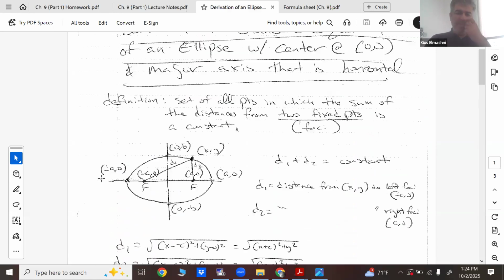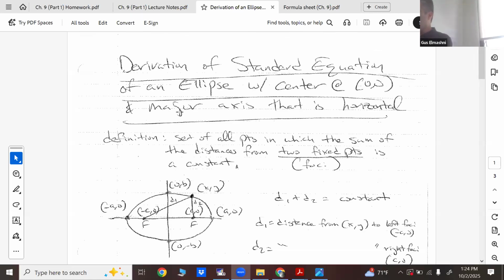Okay, and you guys can sit back, relax. If your eyes are about to bulge out of your heads, I apologize, because this is a little crazy. So let's keep the center at 0, 0. We won't move the center from 0, 0. Let's have the major axis horizontal. So it's major along X, minor along Y.